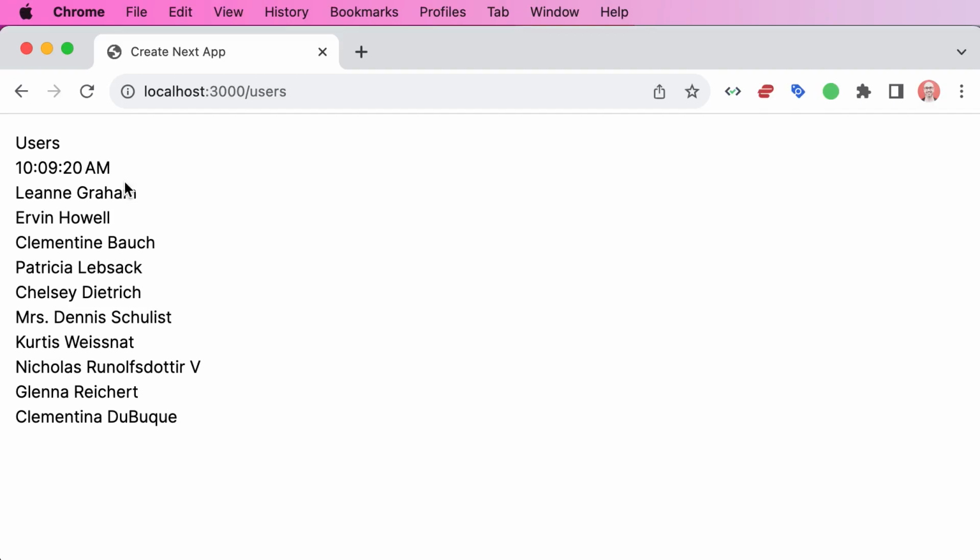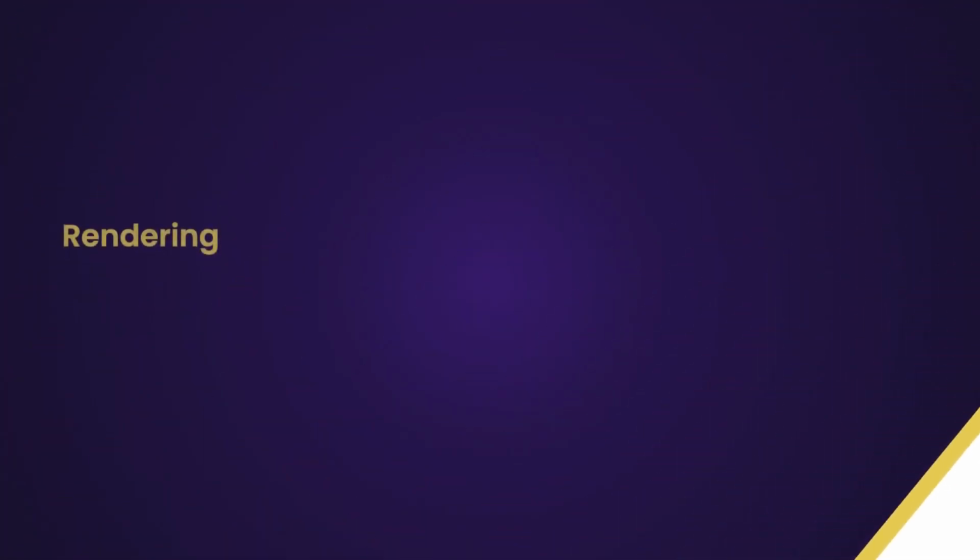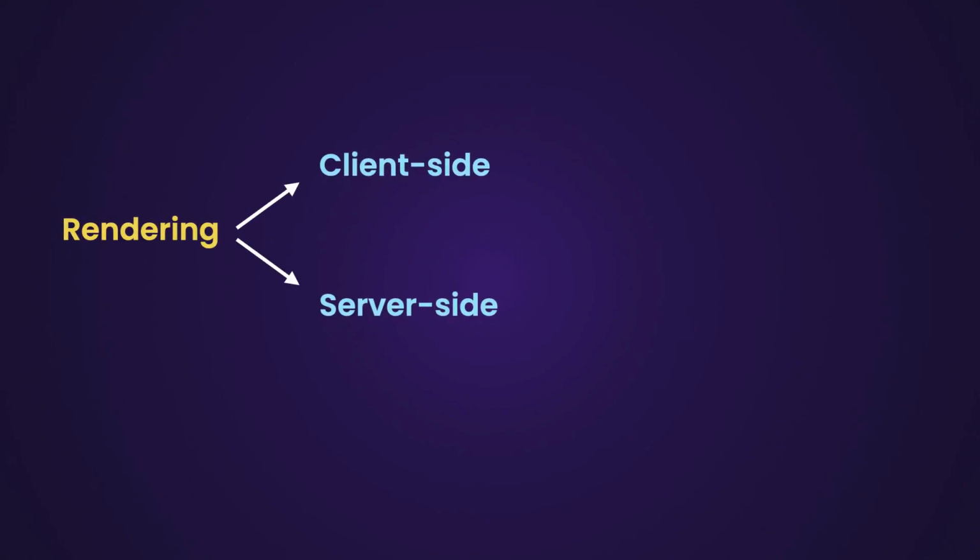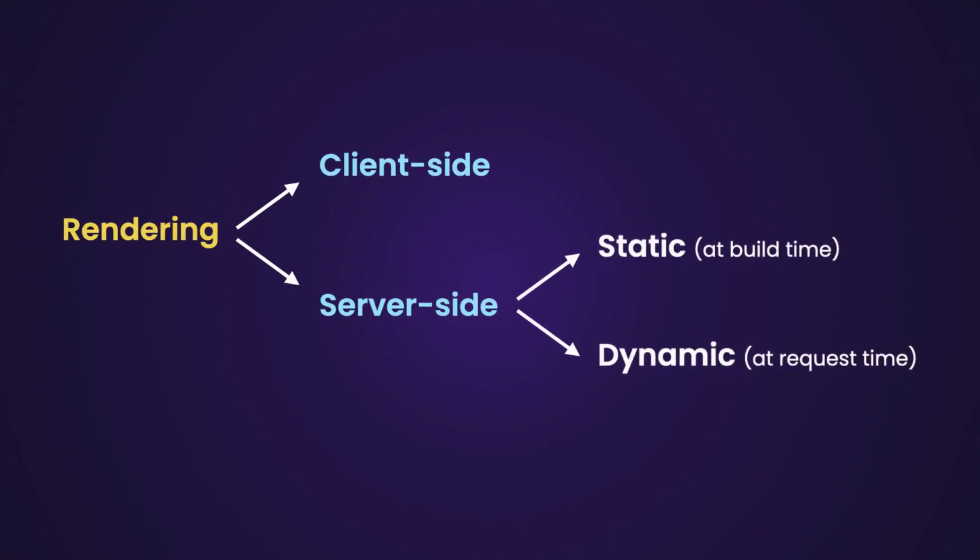Let's recap everything you have learned about rendering. In Next.js, rendering can happen on the client or on the server. If it happens on the server, it can happen at build time, which is called static rendering, or at request time, which is called dynamic rendering.